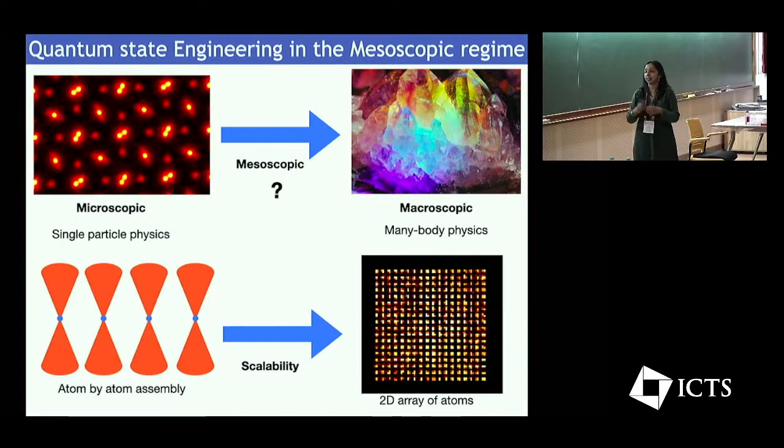So we all know that at the microscopic level, it follows single particle physics. And at the macroscopic level, in the real world, it follows many body physics. But what happens in between, in between the microscopic regime and the macroscopic regime? There is a very interesting mesoscopic regime, and Rydberg atoms are just in the Goldilocks regime, where they can explore this mesoscopic regime. So the idea is to have atom by atom assembly of these Rydberg atoms, and then go from a microscopic regime to explore this mesoscopic regime and explore the scalability to build a large 1D or 2D array of this scalable quantum network.